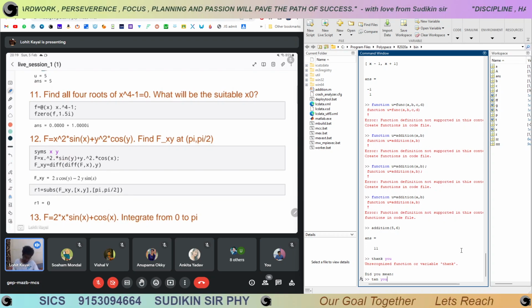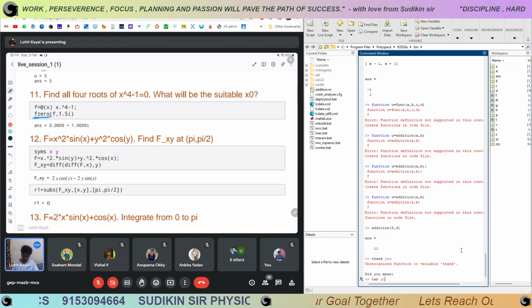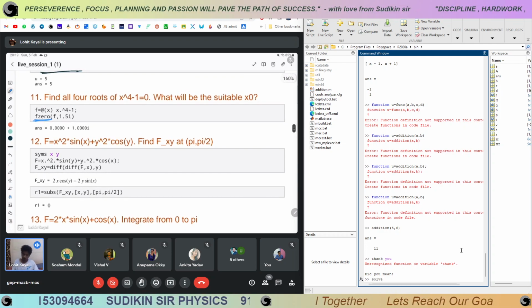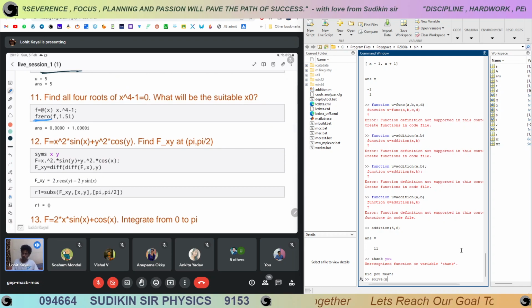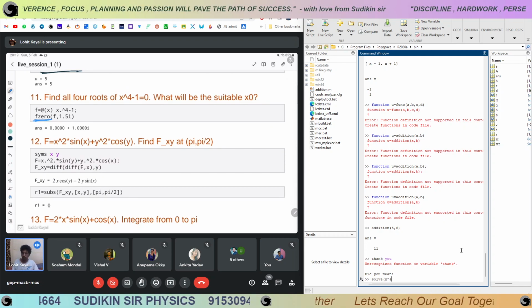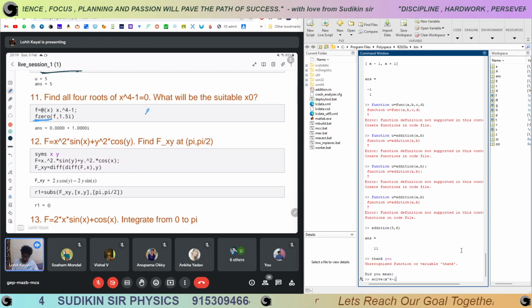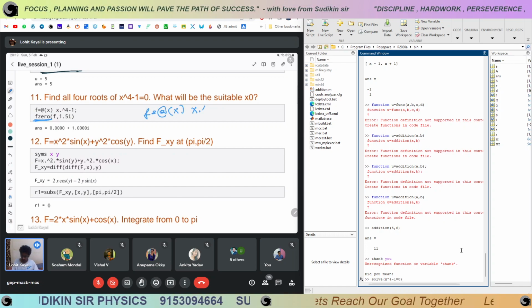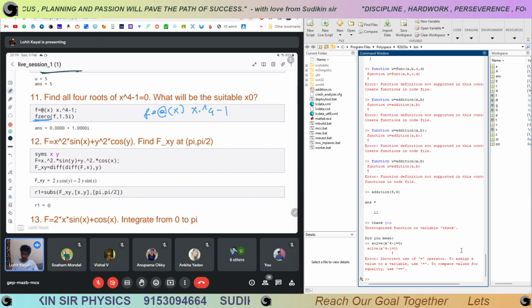So here there is a new function, f0. What does f0 do? Here I have defined a function. In the first week of the course you learned that you can define a small function like this: f equal to x dot to the power 4 minus 1. This is the function. Okay.